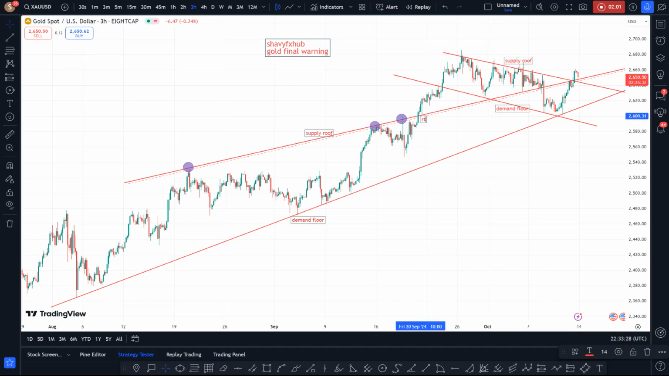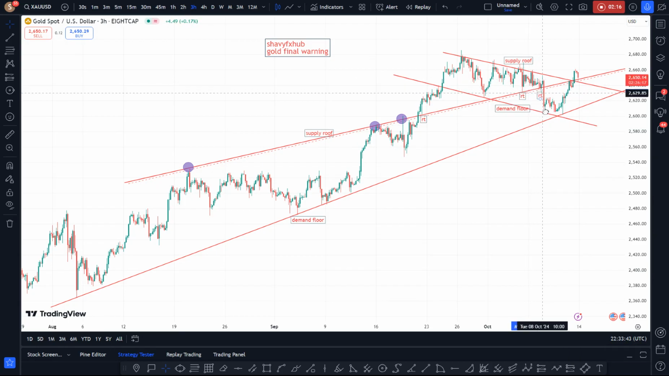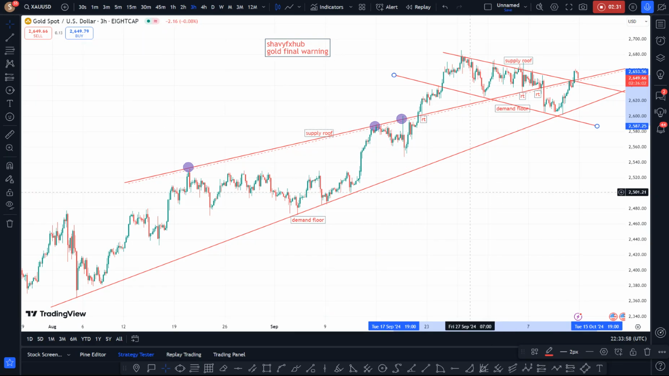Price has done exactly what we expect it to do. We came here and had another retest before the break of structure on Tuesday. So price broke the structure on Tuesday and came down to complete this descending channel in the form of a rectangle.